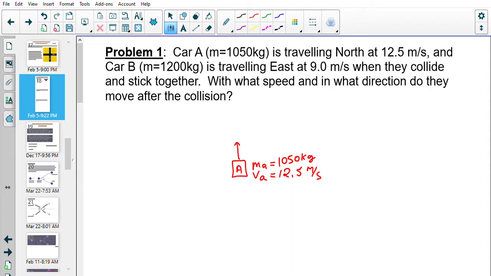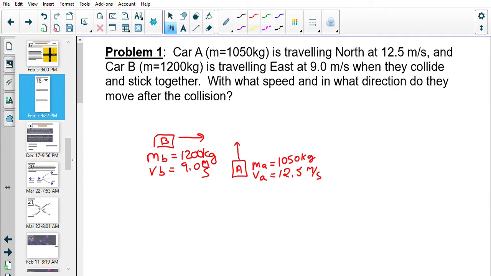The other vehicle that you have is traveling east. So car B traveling east, and they're going to collide. So I'm going to put MB and VB here. So the mass is 1,200 for the second car, slightly more massive, and the velocity is only 9 meters per second, so it's certainly less.